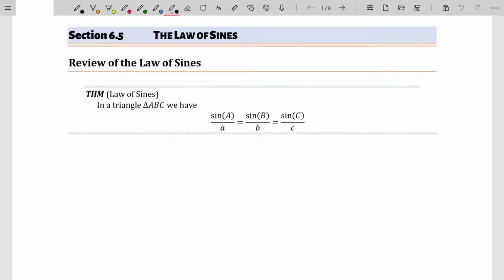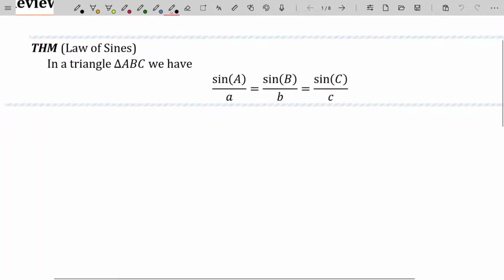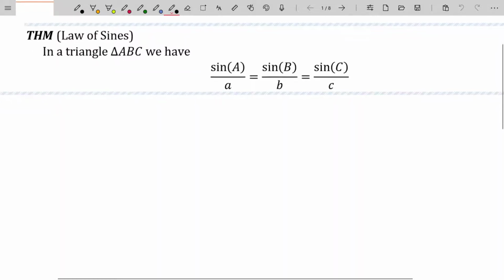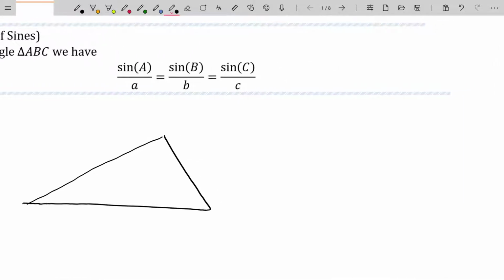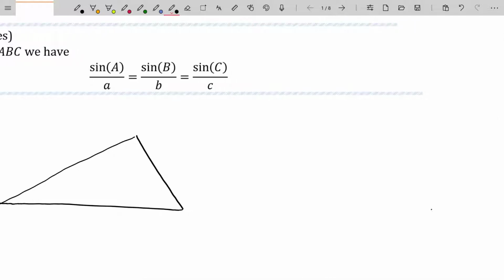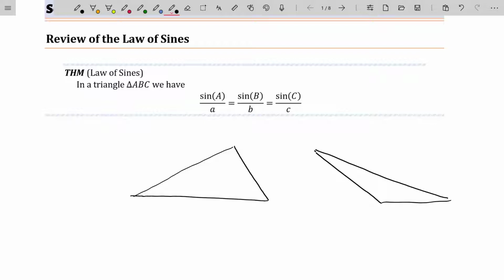Now, the law of sines is the first part of trigonometry where you start dealing with non-right triangles. So this theorem applies to any triangle, not just right triangles. It could be obtuse triangles, it could be acute triangles. So you could have a triangle that looks like this, or something like this. Usually even my intended non-right triangles end up looking right. Okay, so the law of sines can apply to either of those triangles.